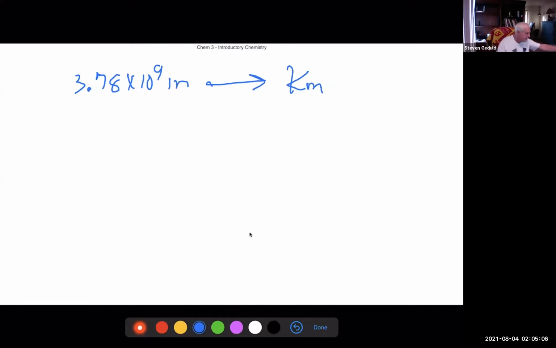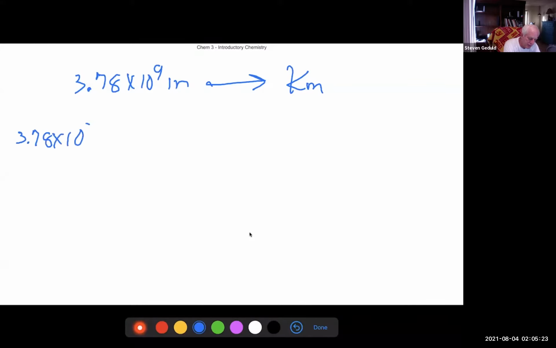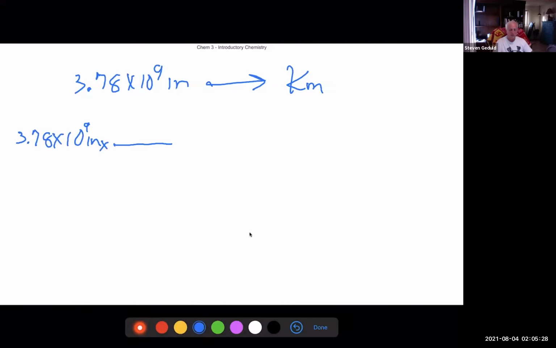Most students have trouble figuring where to start. We start with what number is given to us. So we're starting with 3.78 times 10 to the 9th. Let's write that down: 3.78 times 10 to the 9th inches. We want to convert that into, first of all, let's get into the metric system. So you can go with a conversion of inch, and now you have to have inch on the bottom, so you go inches.